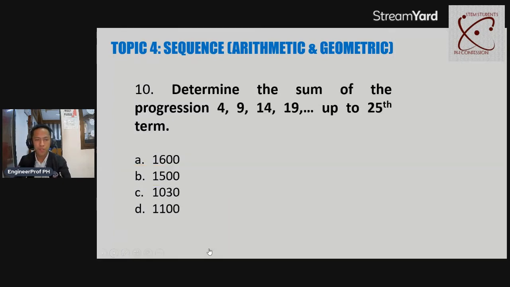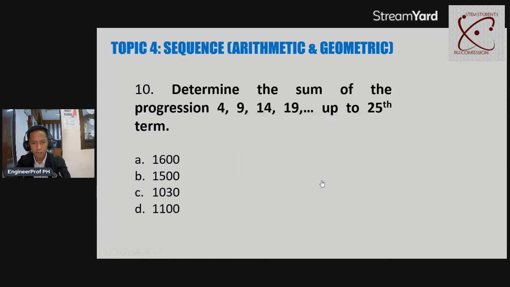Okay. So, number 10. Okay, problem number 10, topic 4 pa rin, sequence, arithmetic, and geometry. So, determine the sum of the progression for 9, 14, 19, up to 25th term. So, dito hindi sinabi kung arithmetic, pero it is very evident here that this is indeed an arithmetic progression sequence. Kasi meron kang common difference. So, here, ang common difference natin is 5. So, 4 plus 5, 9. So, 9 plus 5, 14. So, 14 plus 5, 19. So, up to 25th term. So, ano daw yung sum ng first term hanggang 25th term? So, yun yung hinahanap dito.